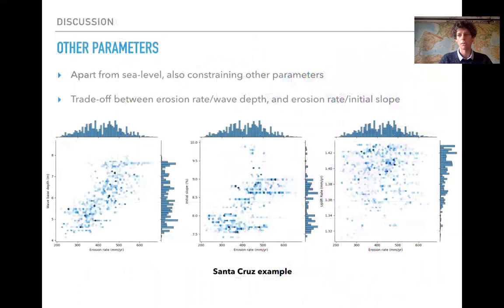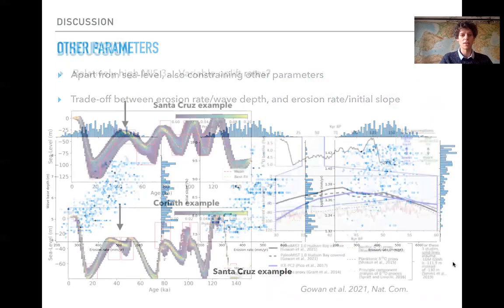Another advantage of using our approach is that we are not only solving sea level, but also other parameters. So it's interesting to see, this is from the Santa Cruz example, there's this trade-off between erosion rate and wave-base depth, that higher erosion rates and higher wave-base depths give similar terraces as lower erosion rates and lower wave-base depth. You can see a similar trade-off as well between erosion rate and initial slope. Uplift rates, this is not so much the case, but anyway, it's also good to see the complete range of uplift rates that would roughly fit with the observations.